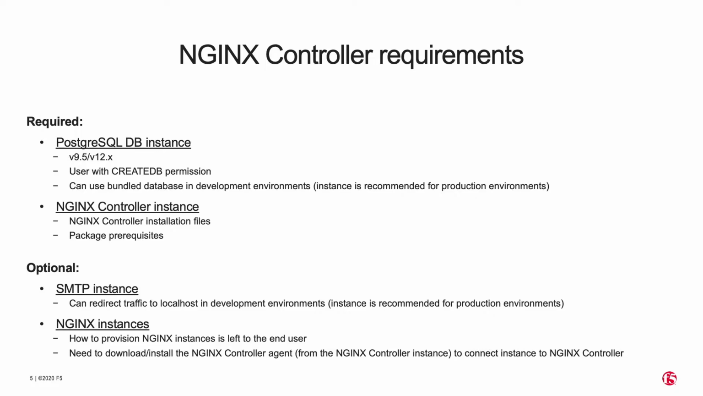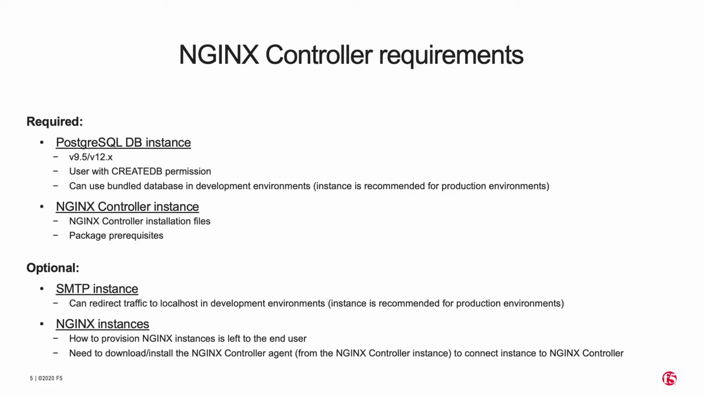Then, there's the optional requirements. First, there's an SMTP instance to process any outgoing emails sent by NGINX Controller, such as, for example, downtime alerts. Now, this step is optional since you can forego an SMTP instance altogether by discarding SMTP traffic on your localhost, but doing so is not recommended in production environments. And second, you need a series of NGINX Plus instances to be managed by NGINX Controller. Now, NGINX Controller does not automatically provision NGINX instances for you, nor do you need any NGINX Plus instances running to use NGINX Controller. But you will not be able to deploy any NGINX Controller managed configurations until you connect an NGINX Plus instance to NGINX Controller using the NGINX Controller agent.